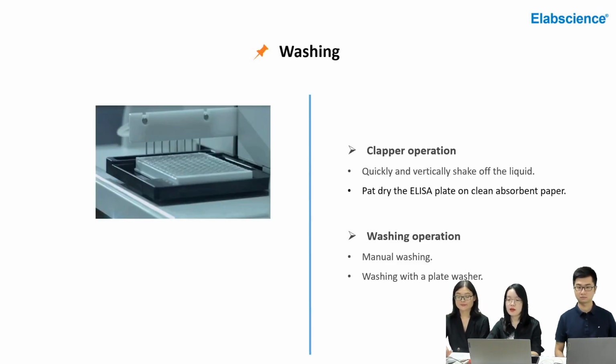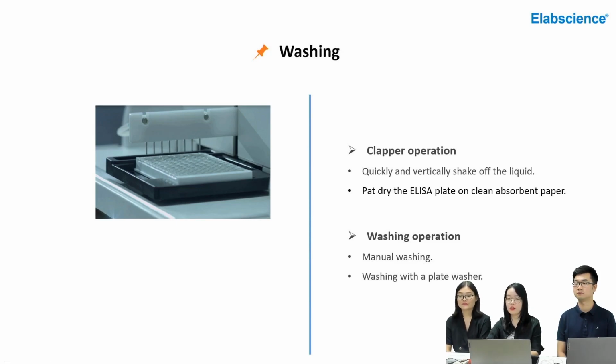The third step is the washing operation. Washing is a crucial step in the ELISA assay, and any improper operation will affect the final results. After taking out the ELISA plate, quickly and vertically shake off the liquid in the wells and pat it dry on clean absorbent paper. It's recommended to replace the paper each time, and when the plate is clamped.